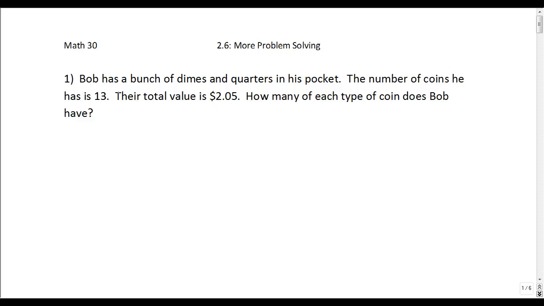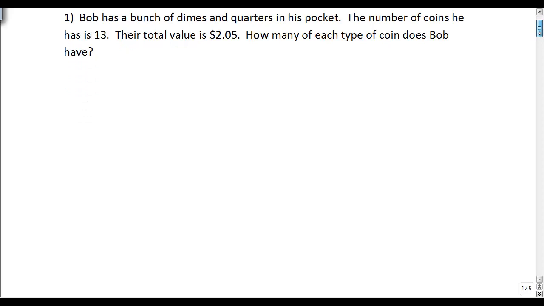Okay, so number one here, we have: Bob has a bunch of dimes and quarters in his pocket. The number of coins he has is 13. Their total value is $2.05. And we want to know how many of each type of coin does Bob have.